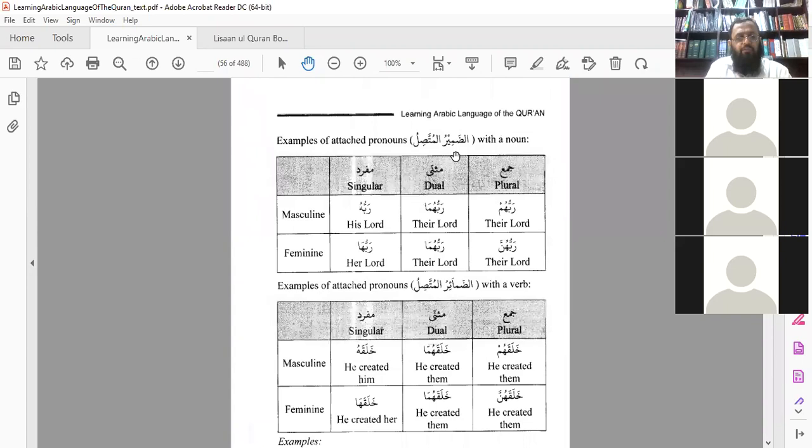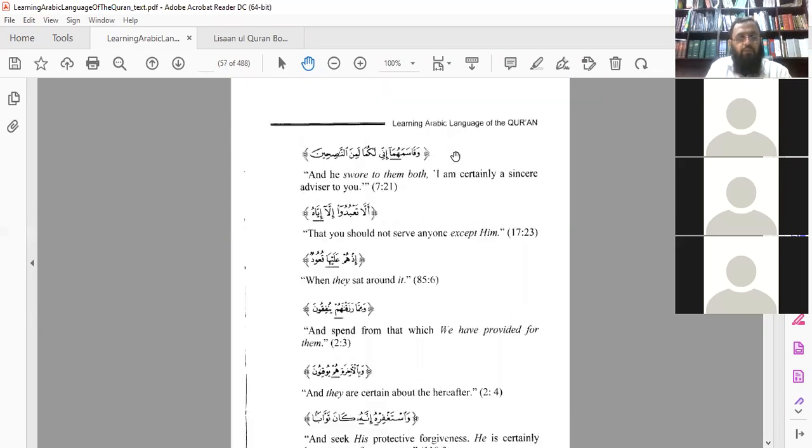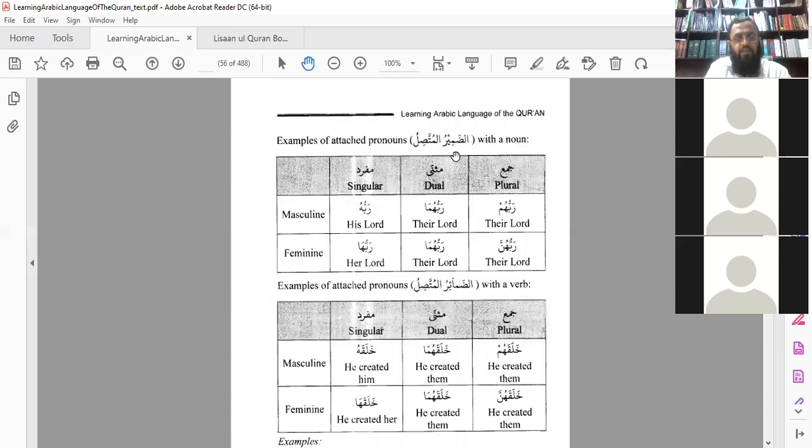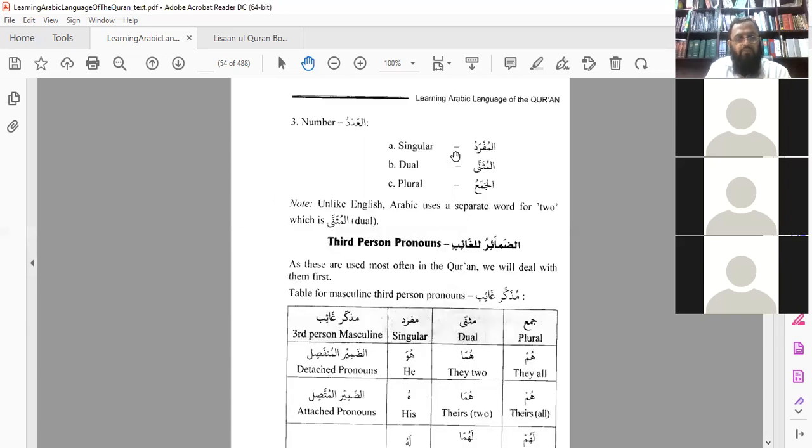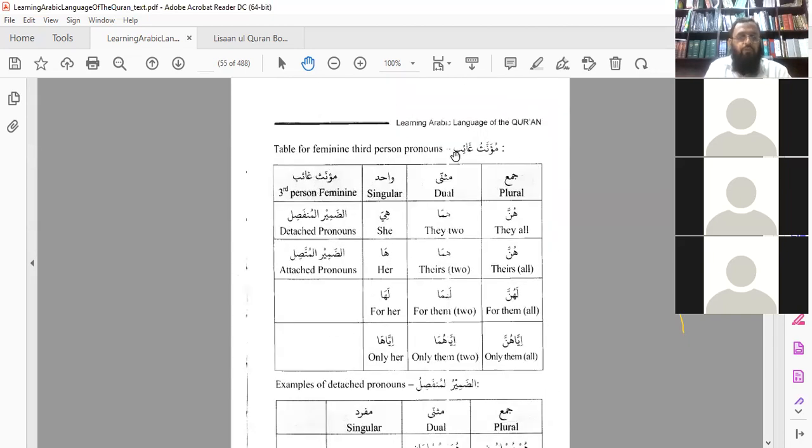We'll go through a lot of examples, but at the moment we are concerned only with understanding of the subject. We need to understand this topic. Now for detached pronouns for muannath ghaib, third person female: for she, hiya. For they two, huma. For they all, females, hunna. Clear?